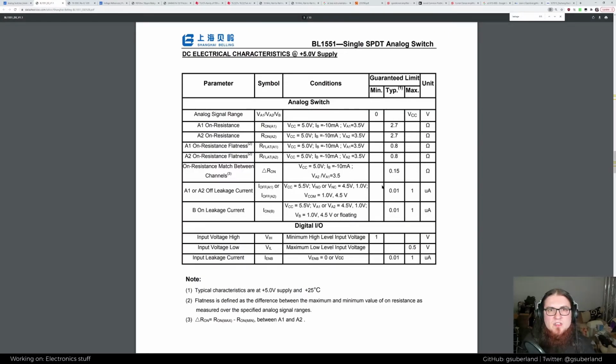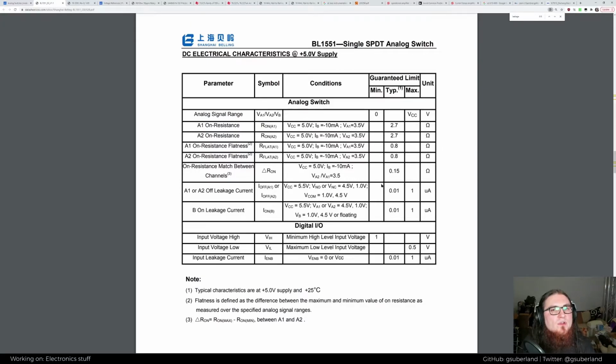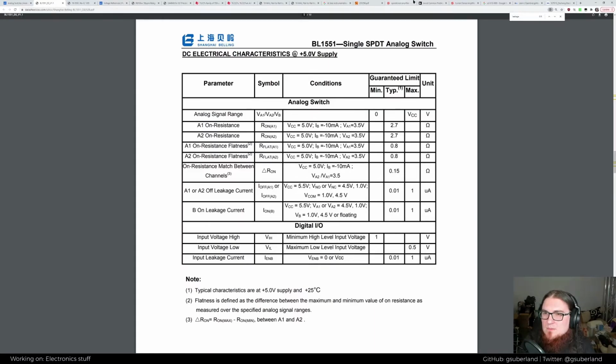So even though you've got it switched to, let's say, A1, how much current can flow through from A2 to B? It can leak through. Now, typically this is 0.01 microamps. That's tiny. That's 10 nanoamps. Who cares? It's so negligible, we don't need to think about it. But the maximum is 1 microamp. Now, that's potentially more of a concern.